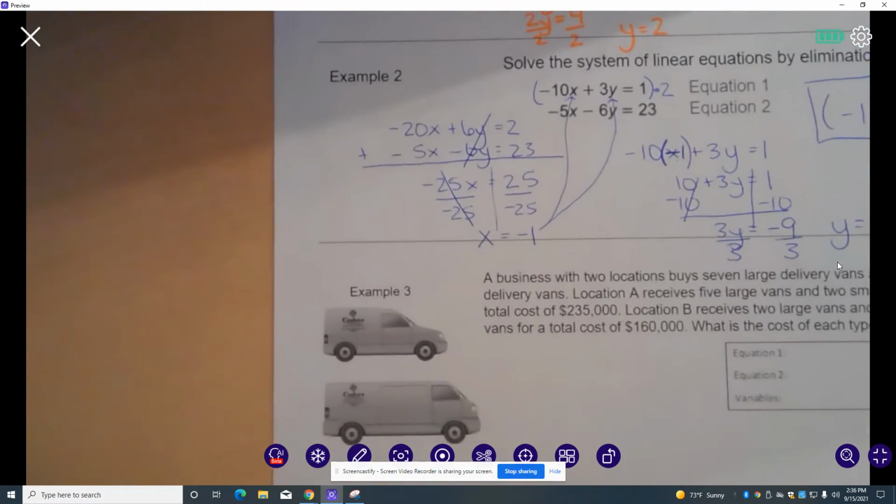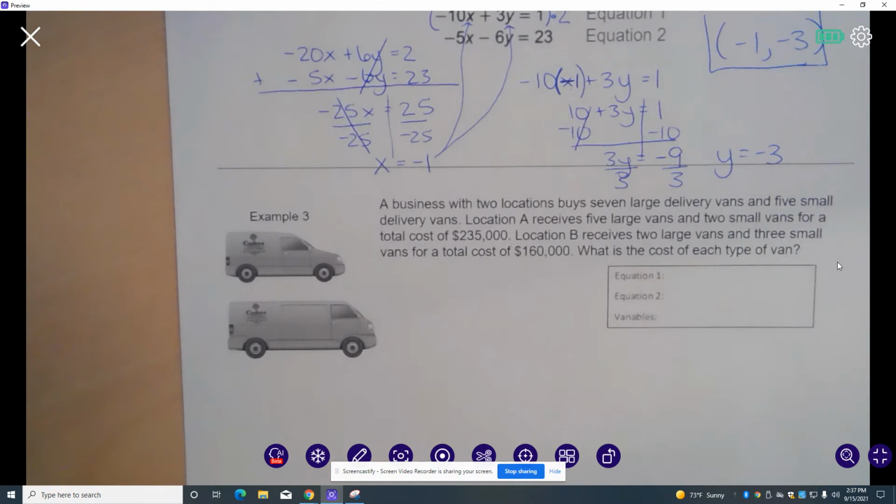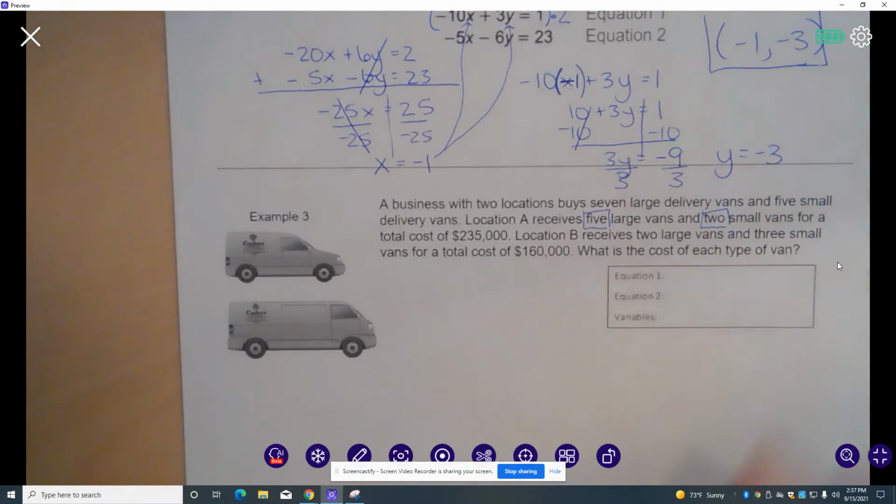My last example on this page, example 3, I'm going to have to come up with a system of equations that represents the situation. A business with 2 locations buys 7 large delivery vans and 5 small delivery vans. Location A receives 5 large vans and 2 small vans for a total cost of $235,000. Location B receives 2 large vans and 3 small vans for a total cost of $160,000. What is the cost of each type of van?